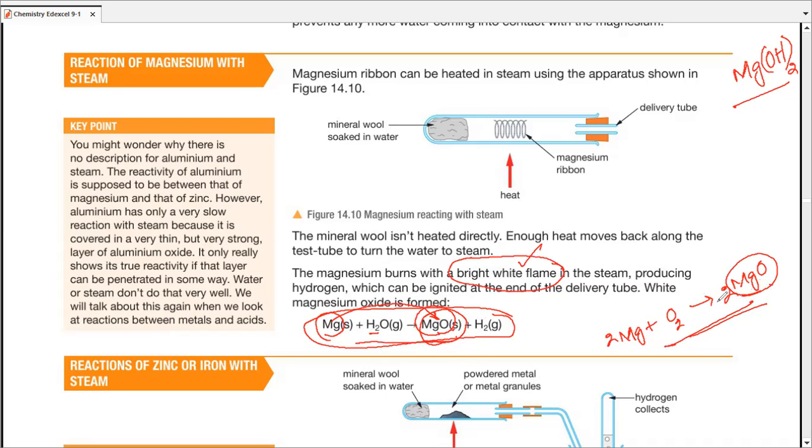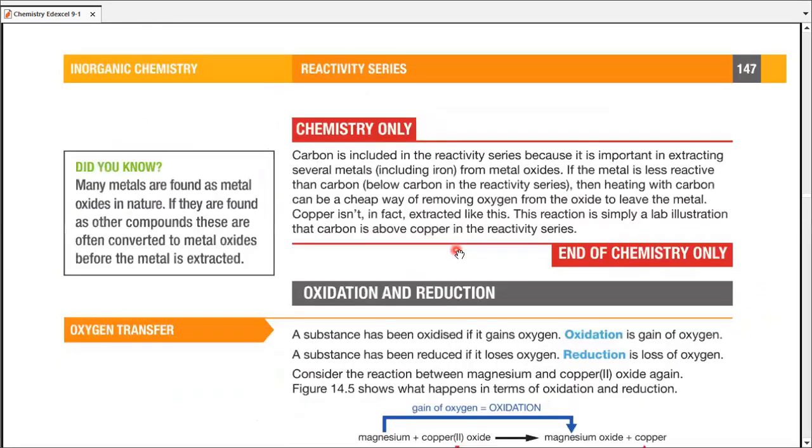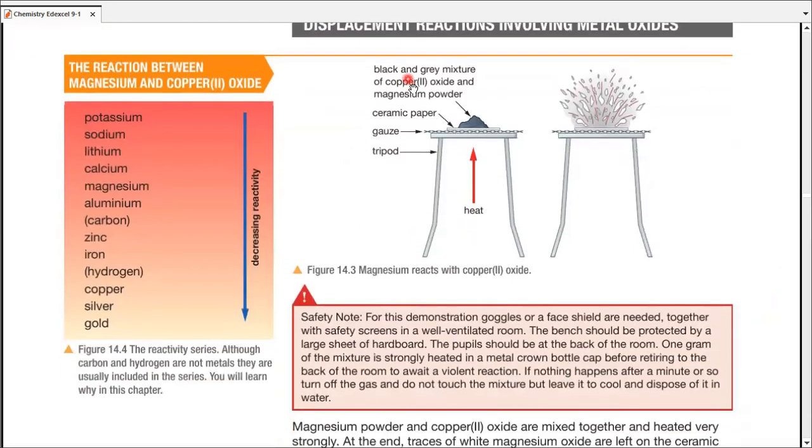Good. All right. Now, as soon as I finish this up and clear it, you would notice that we have the reaction of zinc and iron up next. Now, I'm going to take you a couple of pages back. If I go a few pages back, we have discussed potassium, sodium, lithium, calcium, and magnesium. But we never discussed aluminum or carbon, and we directly jumped to zinc and iron, right? So we're missing two elements.